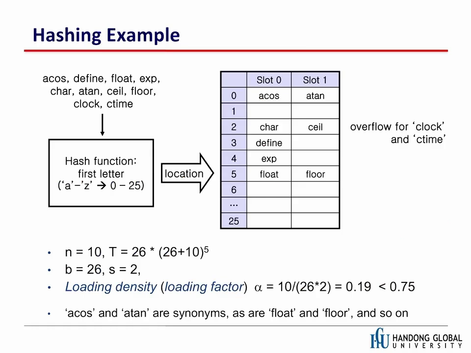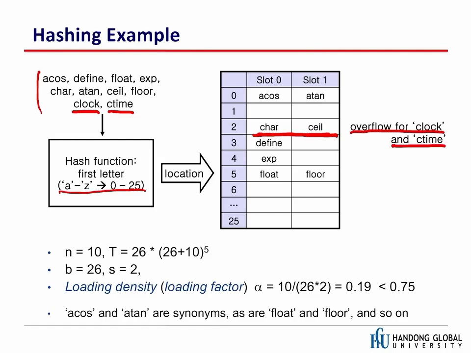This slide explains the variables n, t, b, and the loading density. It explains overflow and collisions, etc. We have the same example as before, and the hash function is the same as before. When we insert a new one, like a clock, then we have a collision, and then we have overflow. And if we insert the C time, then we have collision and overflow one more time.